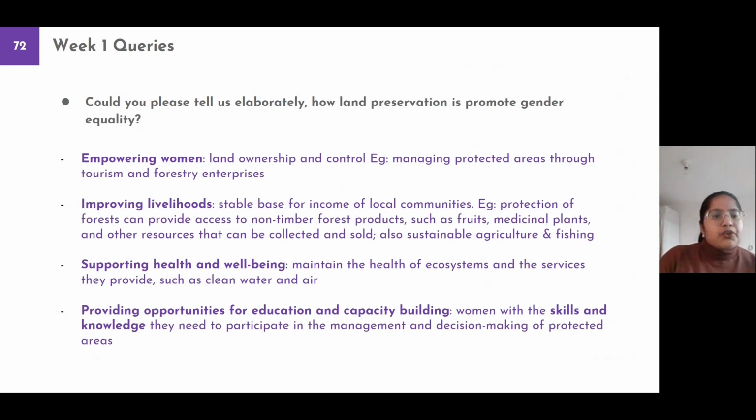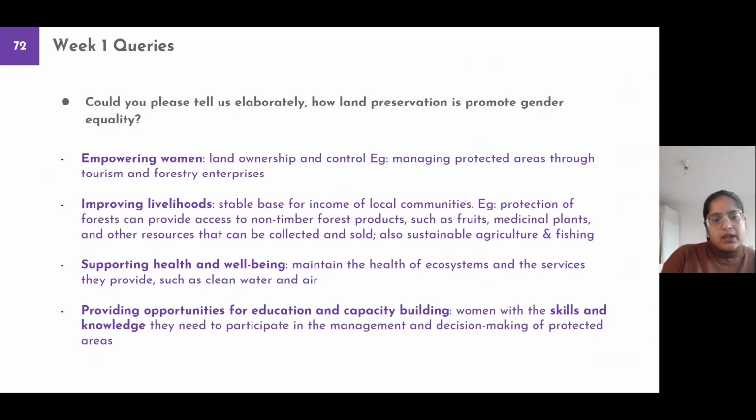For example, protection of forests provides them access to non-timber forest produce, such as fruits, plants, medicinal resources, and they can be collected and sold by these communities. They can also practice sustainable agriculture and fishing if water bodies are present within the preserved land. The third instance is that it supports health and well-being because the land is preserved, it maintains the health of the ecosystem and their services. So they improve the quality of water and air. So the health and well-being of the surrounding communities increase.